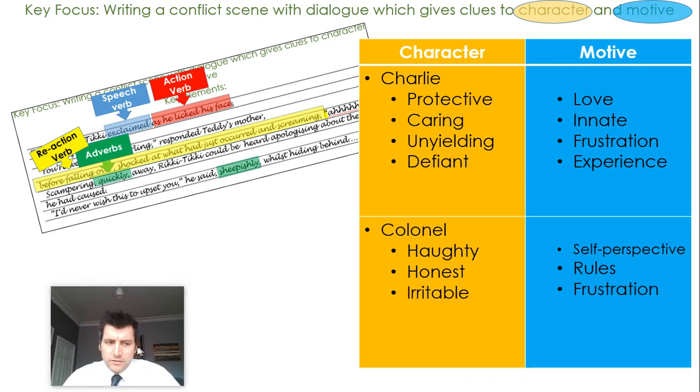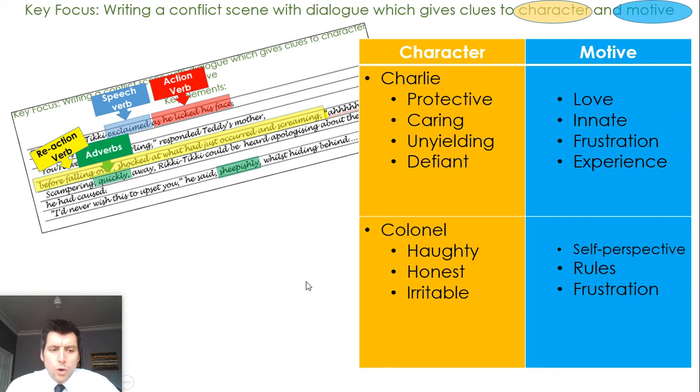The other character I'd like you to think about, in terms of motives, is the colonel. So we know he's haughty. Now, haughty can be a bit of a show off. He doesn't really consider other people's views very carefully. He basically perceives himself to be the most important person in the room when he walks in. His view of himself is that he's really important.